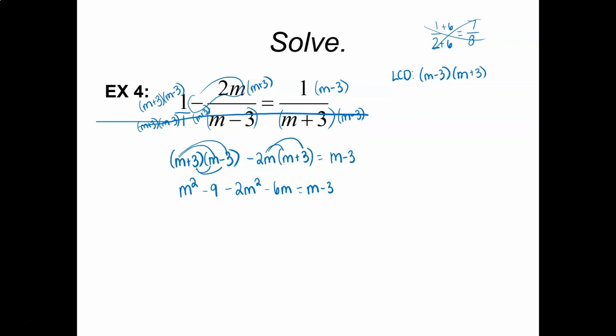Okay, questions? Alright, so we're going to solve this. I'm going to combine my like terms first. So m squared and negative 2m squared is going to give me negative m squared minus 6m minus 9 equals m minus 3.